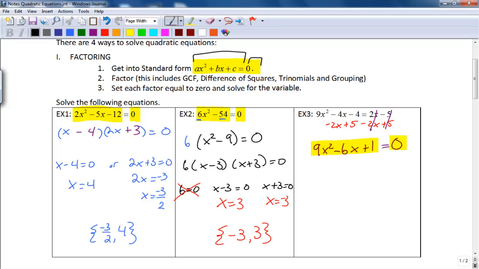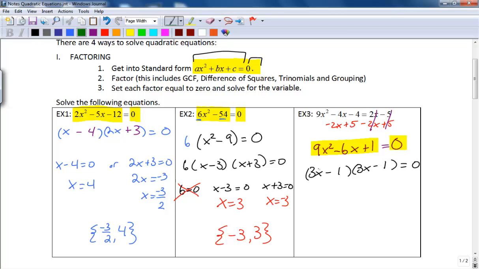So again, I factor by guess and check. We need things that multiply to 9x squared. Our options are really 3x times 3x or x times 9x. I'm going to try 3x times 3x. And then things that multiply to 1, our only options are 1 and 1. They need to add up to a negative, so let's make both of those negative and see what happens.